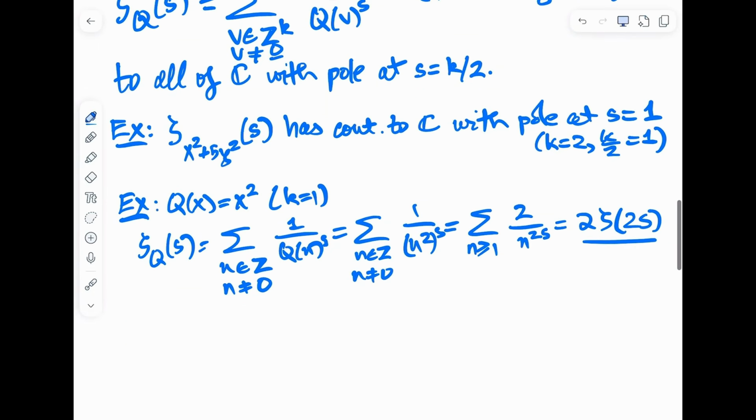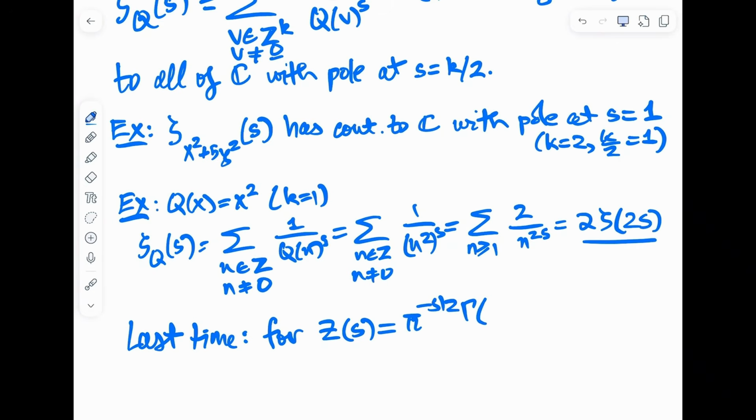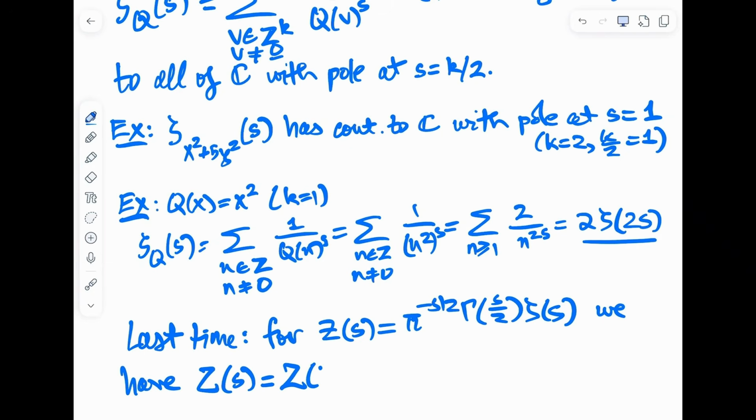And we already know, we saw last time, that for the completed Riemann zeta function, pi to the minus s over 2 gamma of s over 2 times zeta of s, it extends to the whole complex plane from its initial definition to the right of 1, and we have the equation Z of s equals Z of 1 minus s.